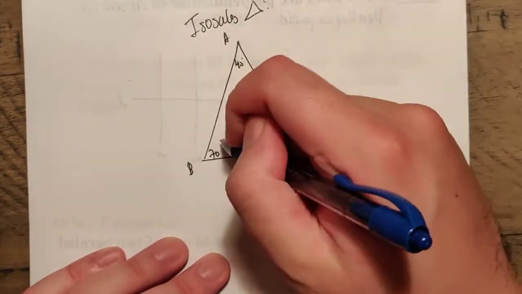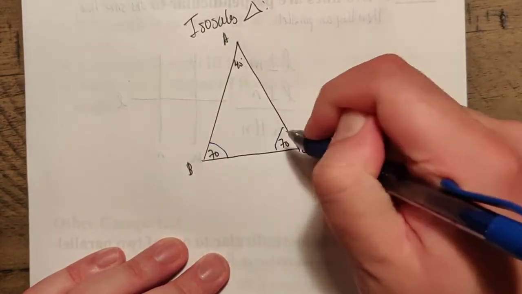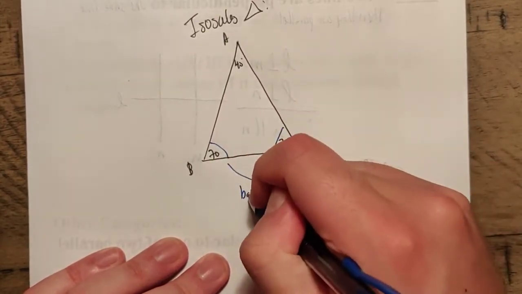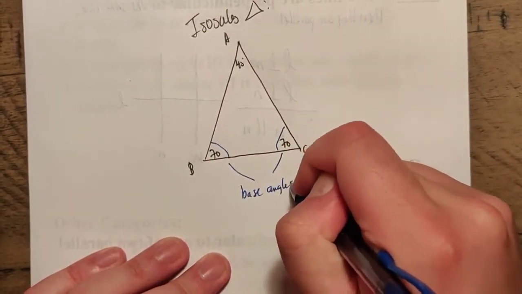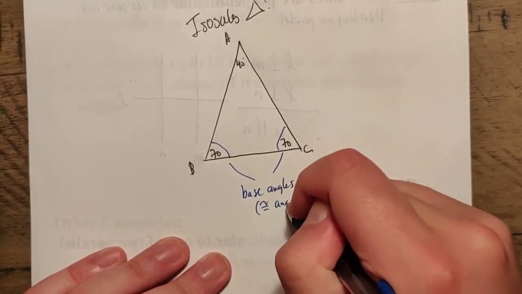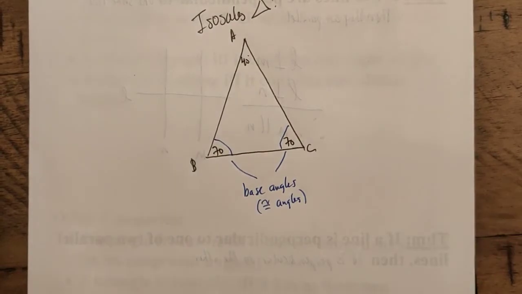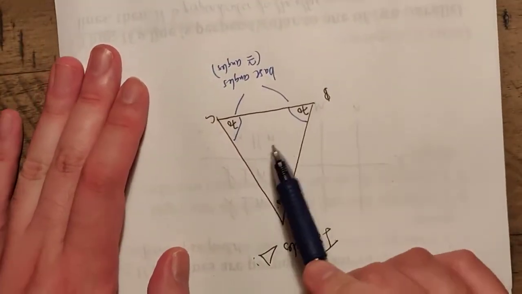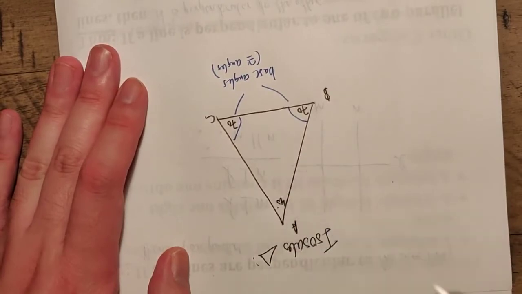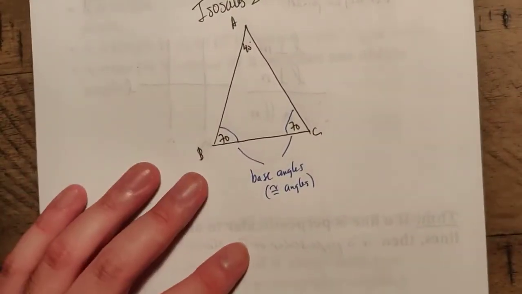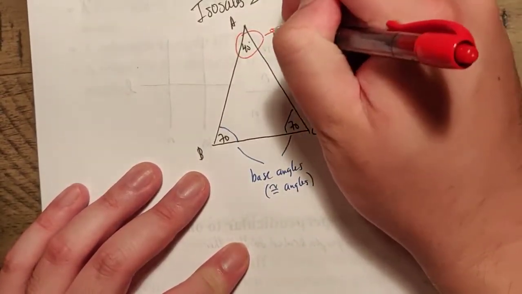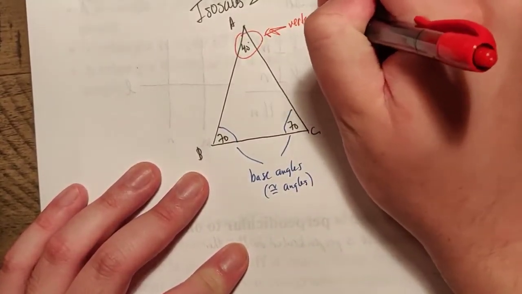We note that the two angles here that are congruent are known as the base angles. These are the congruent angles. And we mentioned that congruent angles, we call them the base angles, even if the triangle is lying on its side or upside down. I can still have these be base angles, even if the triangle is upside down like this. So the two congruent angles are the base angles here. And the last remaining angle on top, we refer to as our vertex angle.